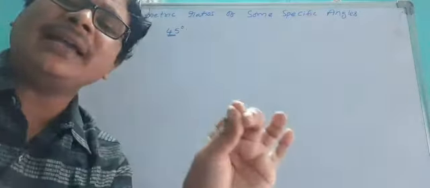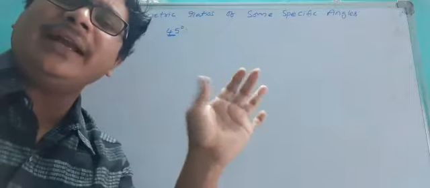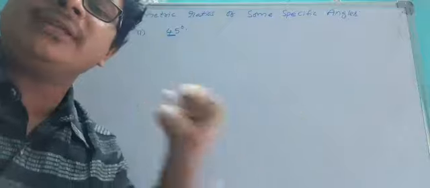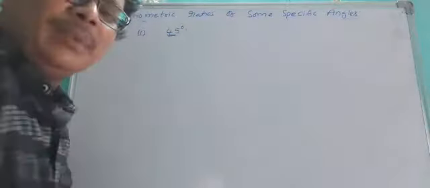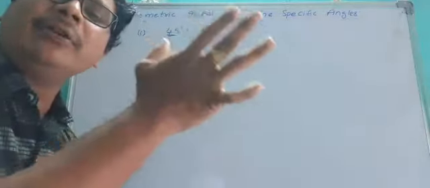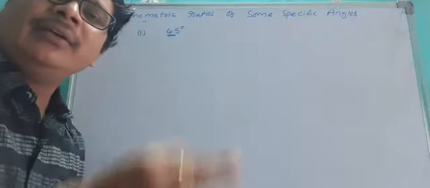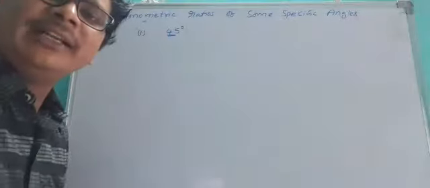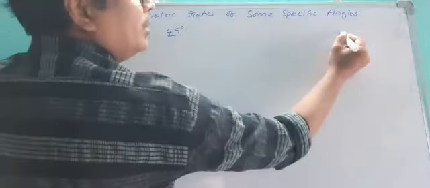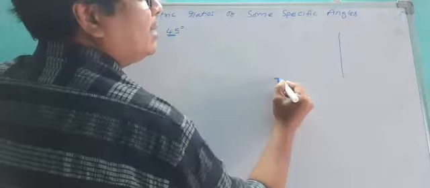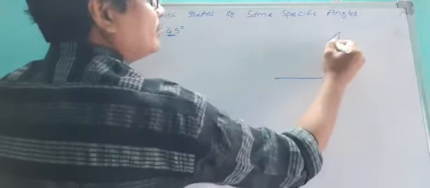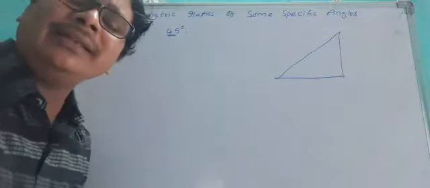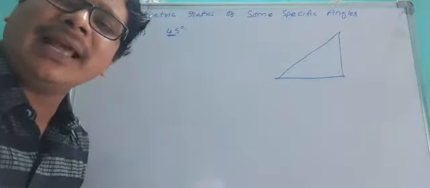The values of sin 45, cos 45, tan 45, cot 45, secant 45, cosecant 45. This is one of the specific angles, theta equal to 45 degrees. What are the values of all trigonometric ratios with 45 degrees? Very simple. We have to take one isosceles right angle triangle. How can you take an isosceles right angle triangle?